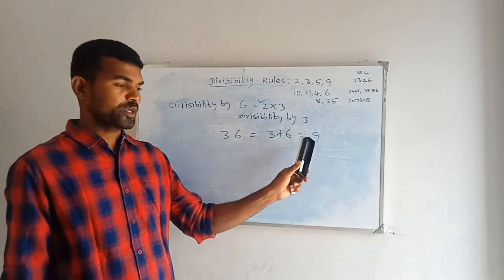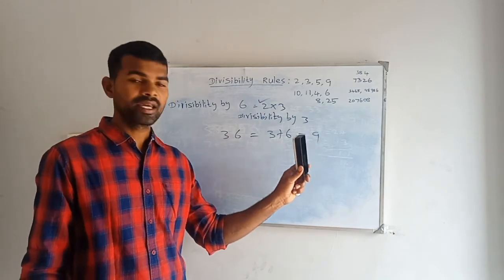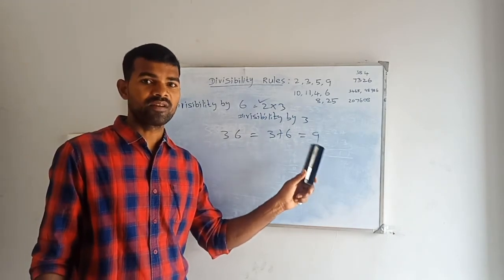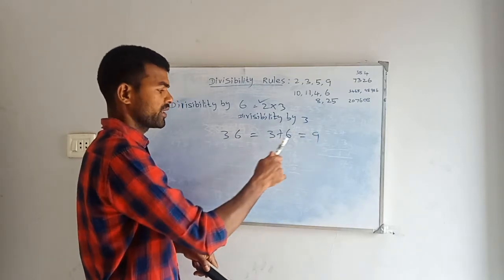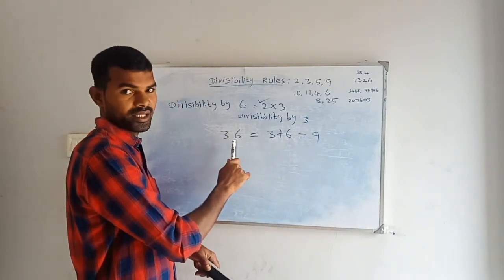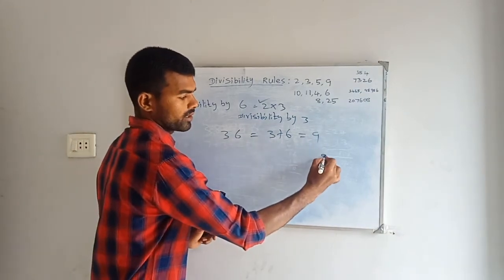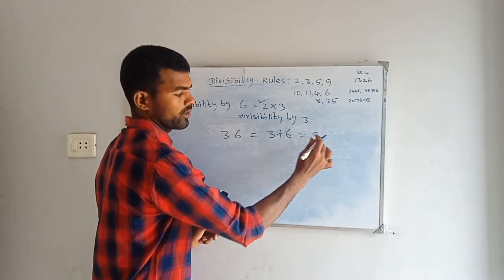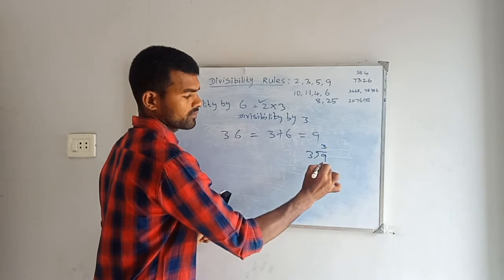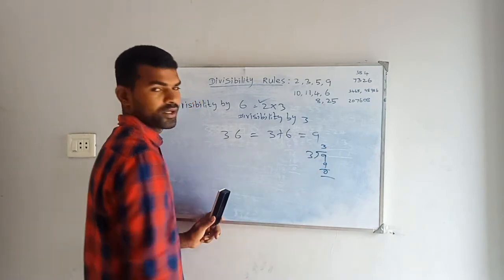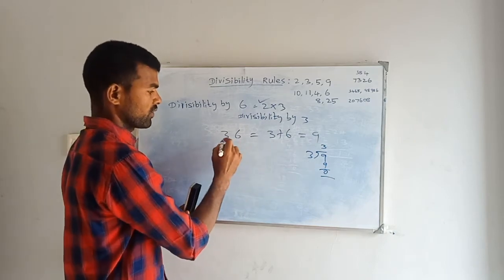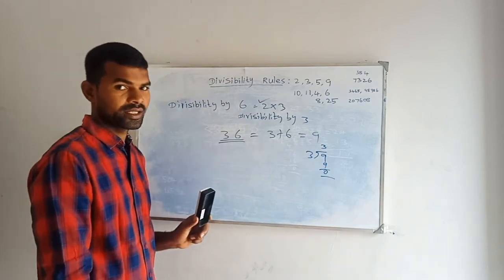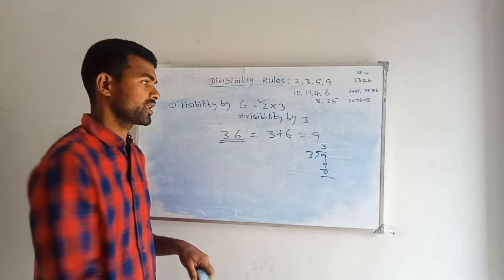So you are getting a multiple of 3. The 3 table: 3, 6, 9, 12, 15, like this. If the sum comes in the 3 table, then the full number can be divided by 3. 9 you can divide by 3, 3 times. So if the sum can be divided by 3, then the full number can be divided by 3. 36 also can be divided by 3.